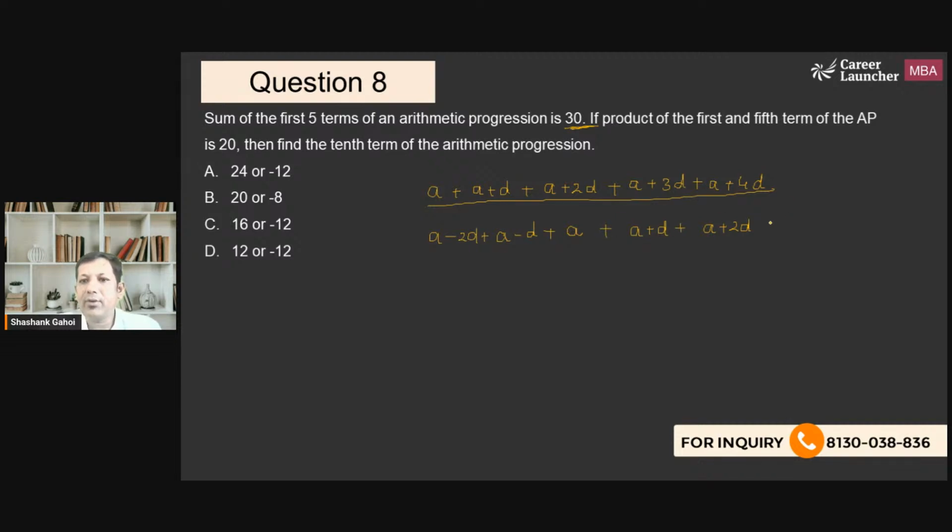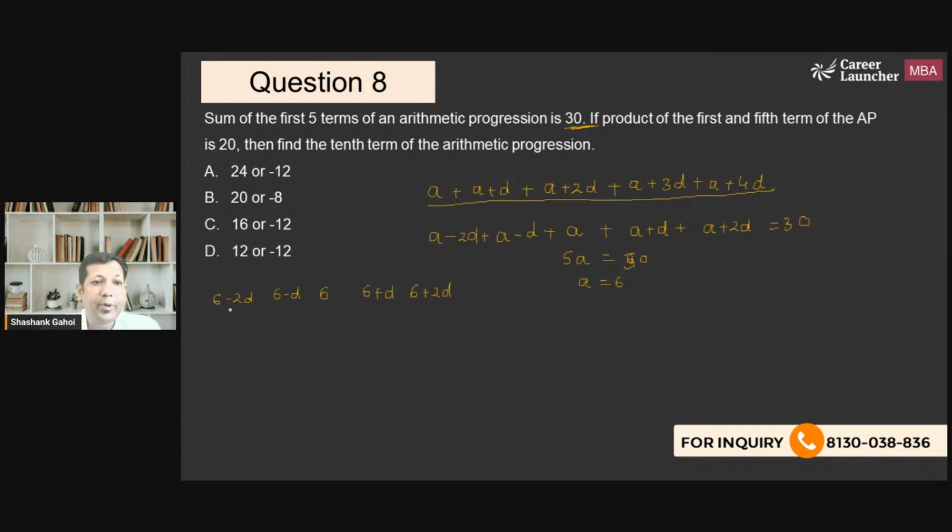And the sum is given to us as 30. So if I'm going to add up all the numbers, what I'm going to get? I'm going to get 5A. 5A is equal to 30. So A comes out to be 6. So my middle number is 6. Then I have 6 minus D, then I have 6 minus 2D. Then I have 6 plus D and 6 plus 2D. And this is what is given to us.